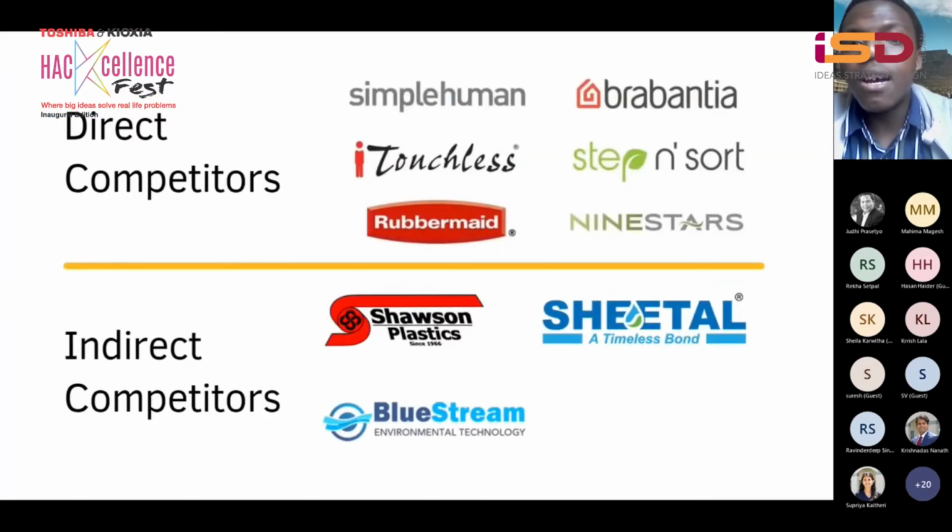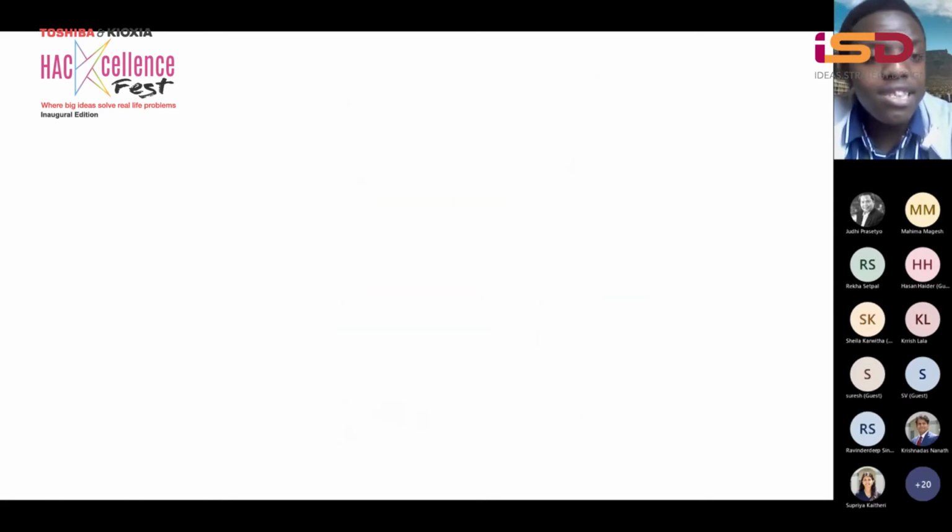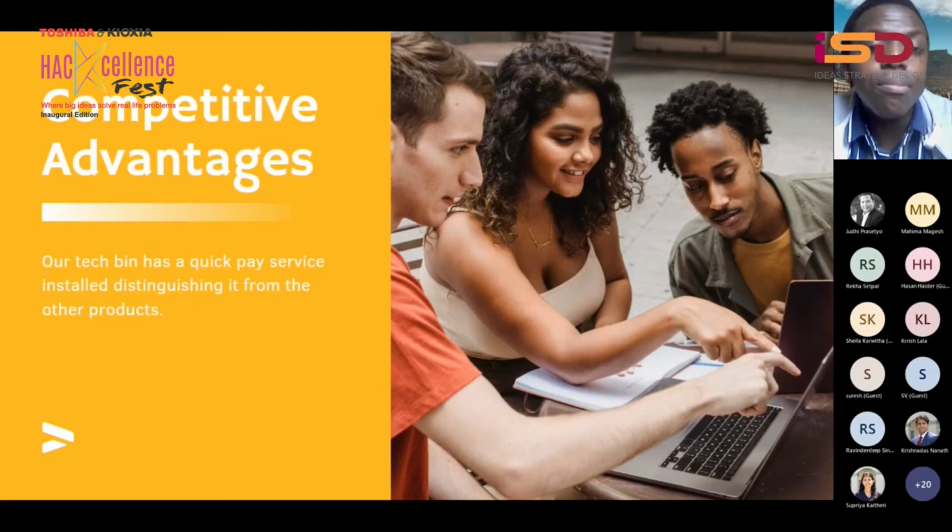This is just a few companies we have listed as direct and indirect competitors, but there are many companies out there doing precisely the same product. Our distinguishing factor is that our tech bin has a quick pay service installed in it, distinguishing it from the rest of the products we have seen in the market. We have never seen something like this. Next, you're going to see a simple prototype of our product.